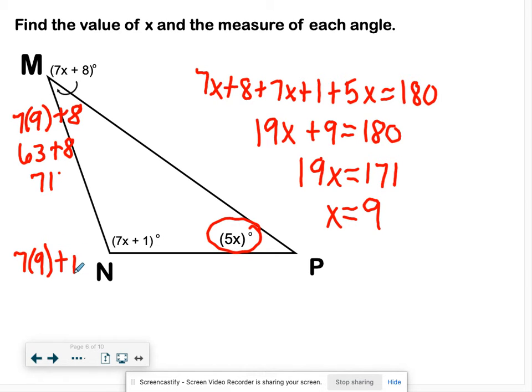Oh boy, hold on one sec. Did you plug in right here? 7 times 9 is 63. Plus 1 is, oh, I see what you said. I misunderstood you. Yep, 64. And then you can always check yourself too if you're wondering if you did it right. You could add 71, 64, 45, and you should get 180, but I think we're okay.